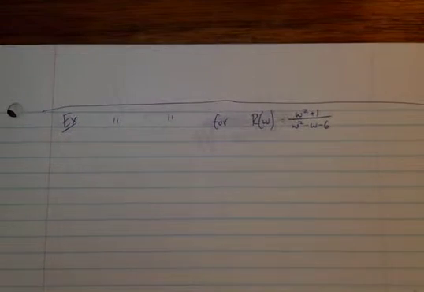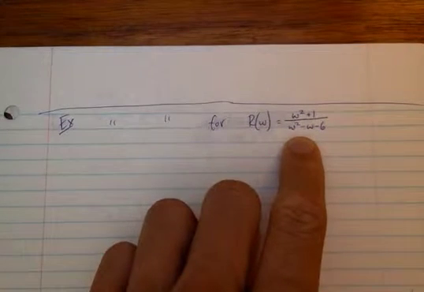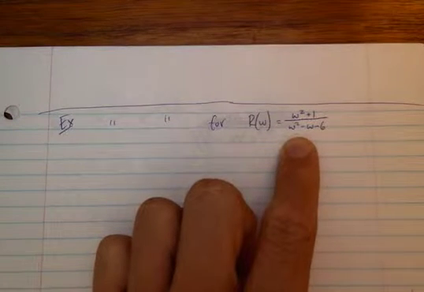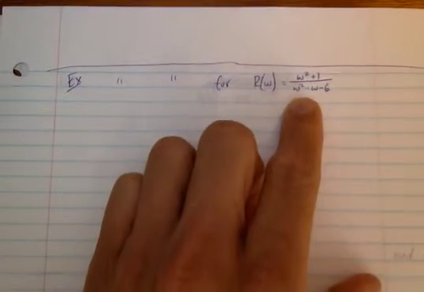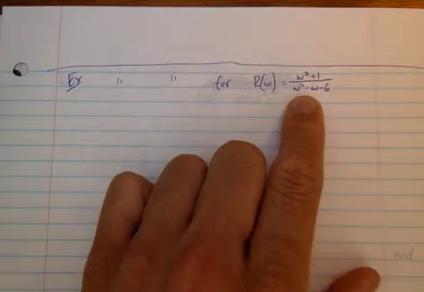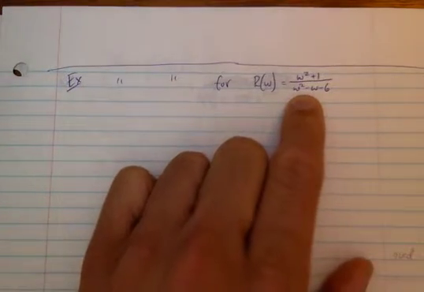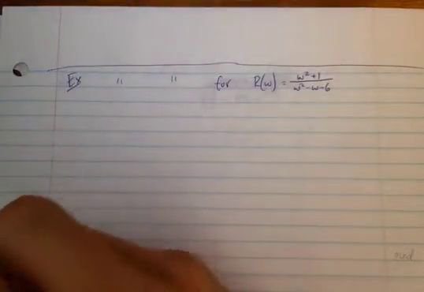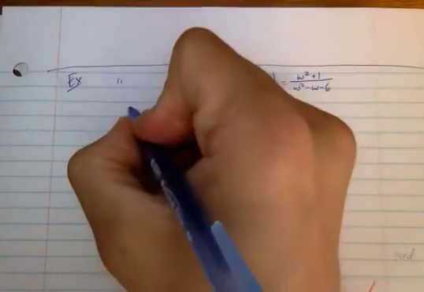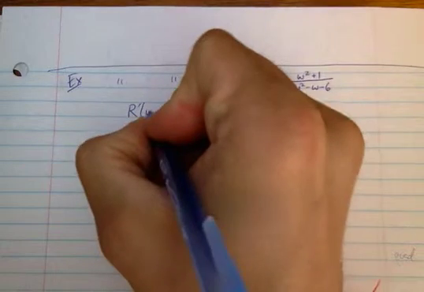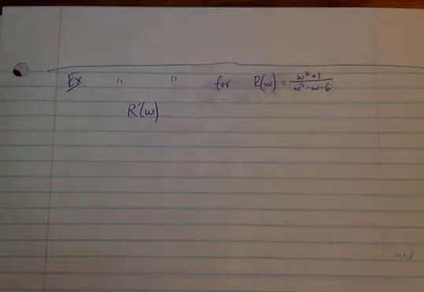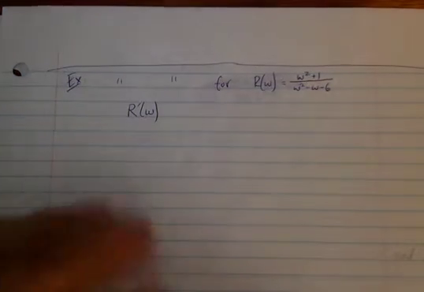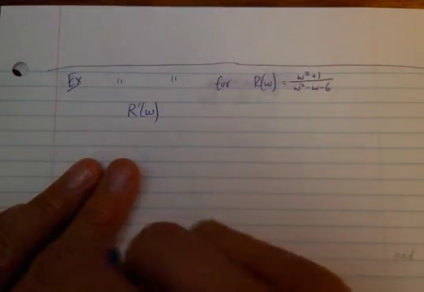We are going to find the critical points for r equals w squared plus 1 over w squared minus w minus 6. So let's see. We need to find r prime of w, don't we? I would suppose that we're going to have to take the quotient rule.